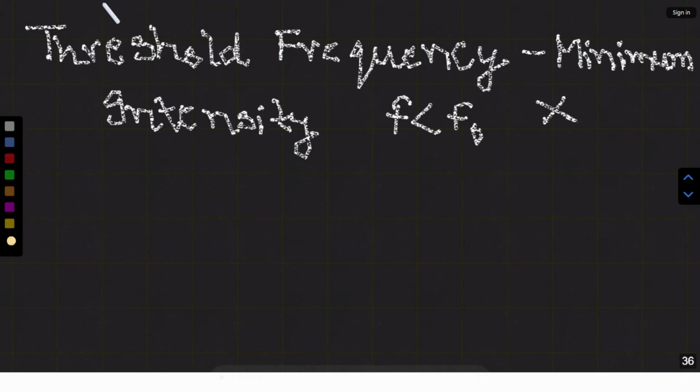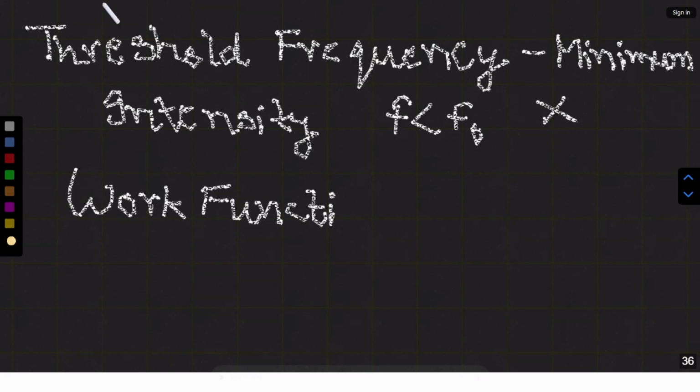Okay, and what is the work function? We'll talk about the work function now, right? The work function is basically the minimum amount of energy required to remove an electron from the surface of a material. It is a crucial parameter since it determines the minimum photon energy required, right? So this is again the minimum amount of energy.